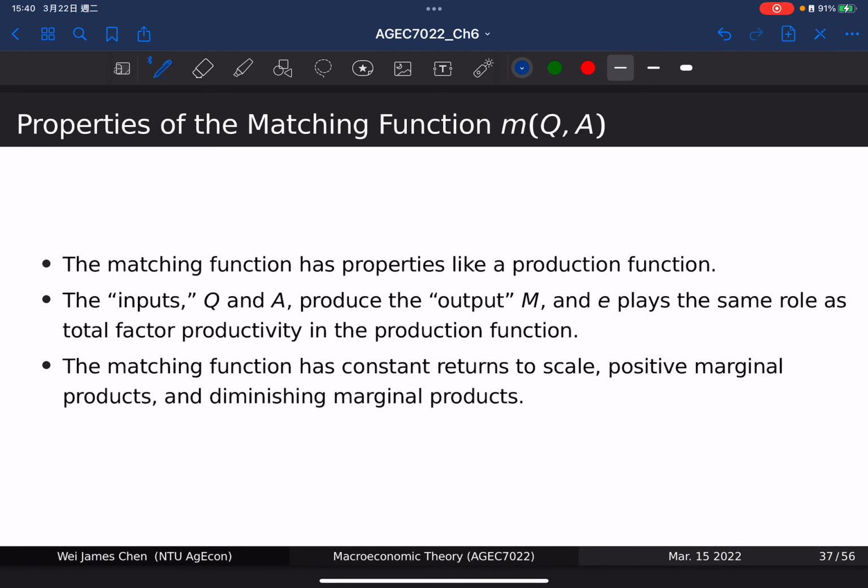And to make our life easier, this matching function works just like the production function we already saw in chapter 4 or chapter 5. Consider Q and A as the inputs and M as the output. Then this lowercase e plays the same role as the total factor productivity, or Z, in the production function. The matching function is also constant returns to scale, meaning that if you double Q and A at the same time, then the number of matches will double. That makes sense, right? If you double the vacancies and double the number of people searching for a job, then the total number of people who get a job will double. And there's a positive marginal product and diminishing marginal product, meaning that if you increase either Q or A, you will increase the matches, but the increase is decreasing. The slope is decreasing.